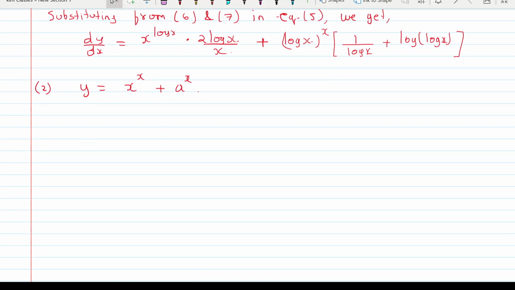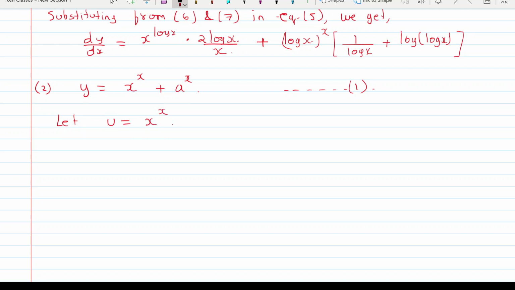Now see this. This is x raised to x plus a raised to x. So this is plus definitely, and we'll have to take this derivative separately. The derivative of a raised to x is a direct formula you have: d by dx of a raised to x is a raised to x log a. So the question is only about the other term. Let this be equation 1; we don't need to take u and v here. We'll say let u equal to x raised to x. That is sufficient.